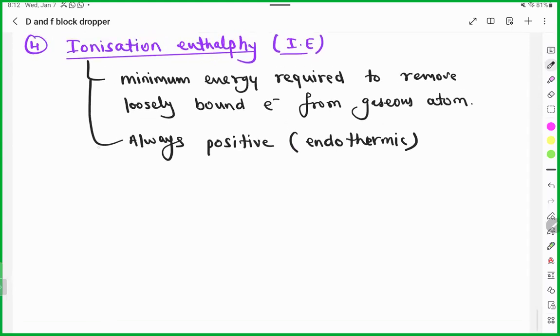Okay. So next, Pratigya, what will happen when we go from left to right along the period? What will be the impact on ionization enthalpy? Increases. Because we know atomic size will decrease and ionization enthalpy will increase. Logically, it will increase because it's difficult to remove the electron.